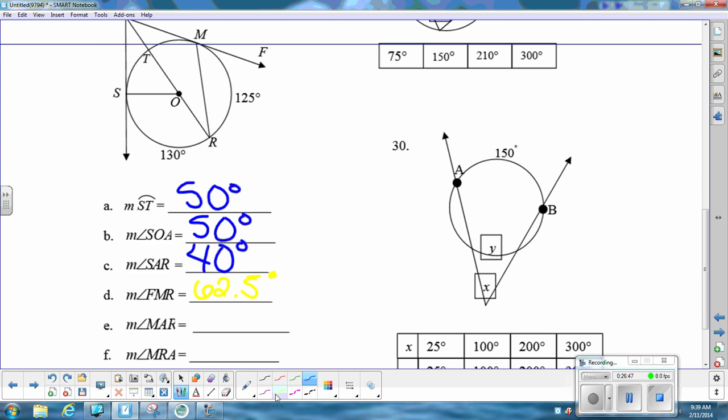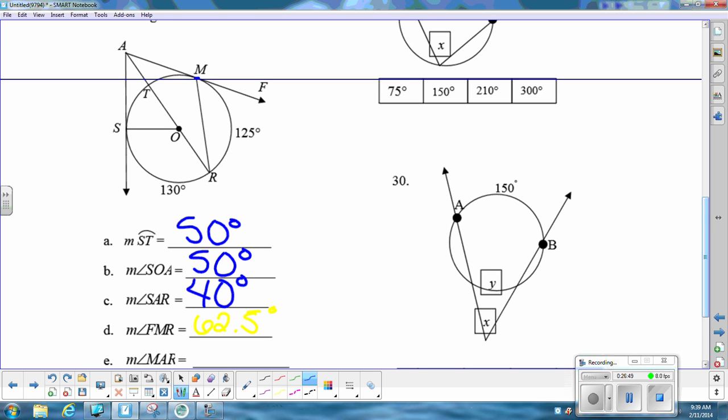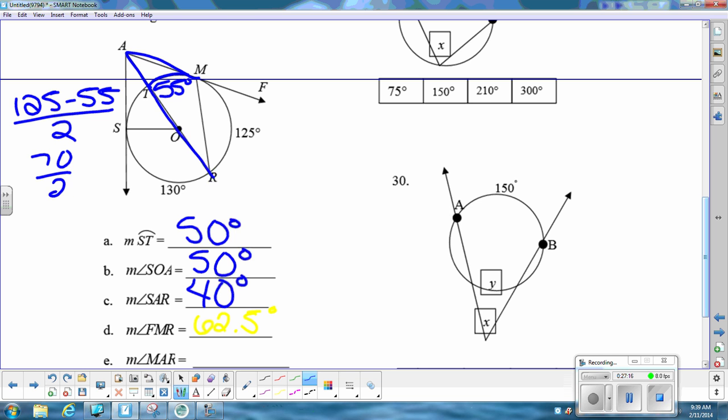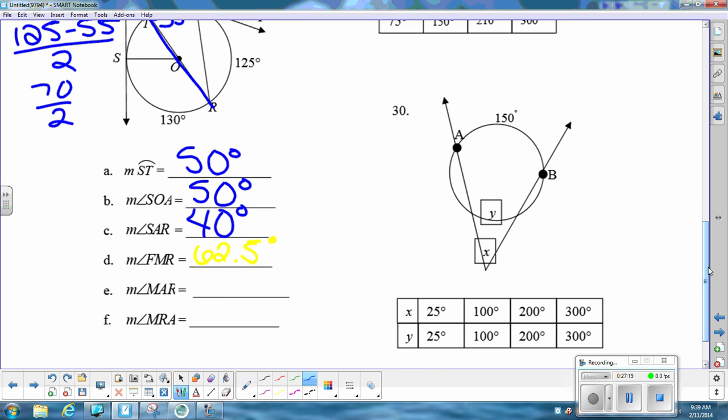MAR. First, we need to find the measure of arc MT. Since it makes a half circle with the 125 degrees, this is just 180 minus 125. So say 55 degrees. So then the angle would be 125 minus 55 divided by 2. And that gives us 70 divided by 2, which is 35. So MAR is 35 degrees. And then we're looking for MRA.